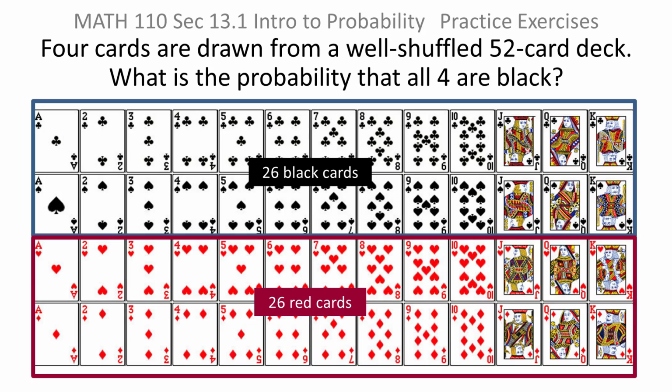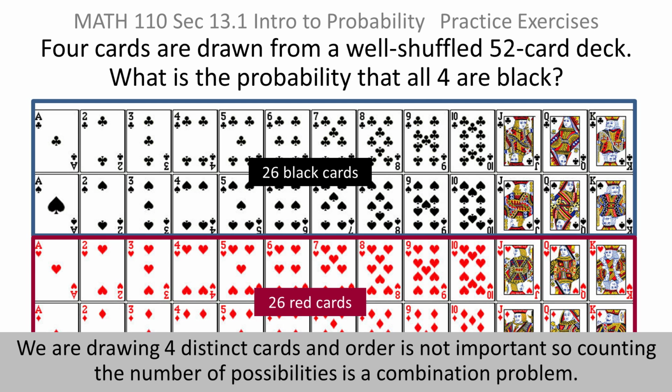Half the cards are black, half the cards are red. But they want us to draw 4. But we don't care about what order we draw them in. You're just going to get 4 cards out. You don't care that this one was the first you drew, and this was the second, and this is the third, this is the fourth. You just draw out 4 cards and look at them.